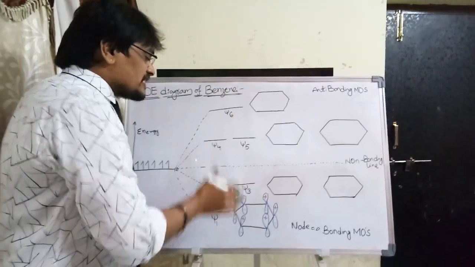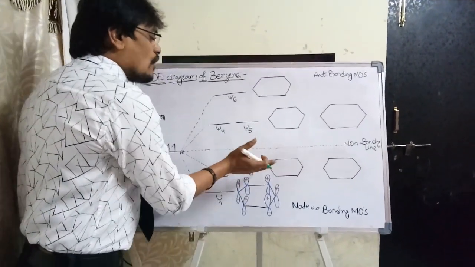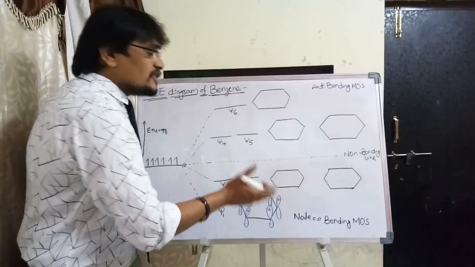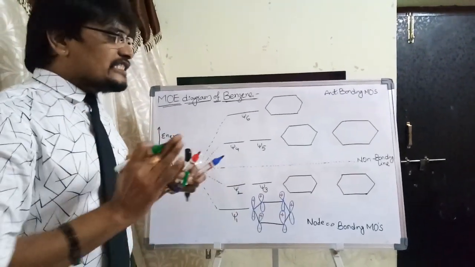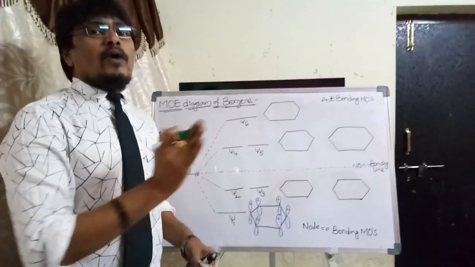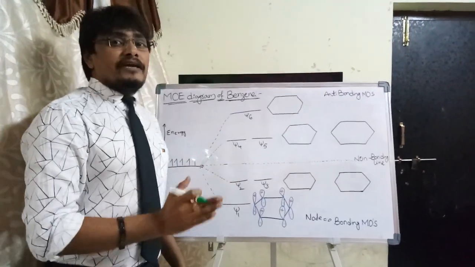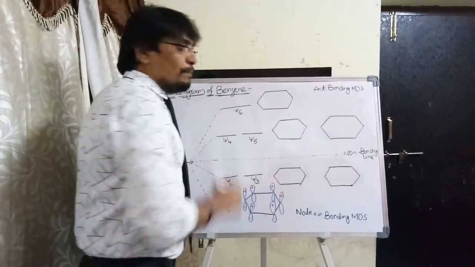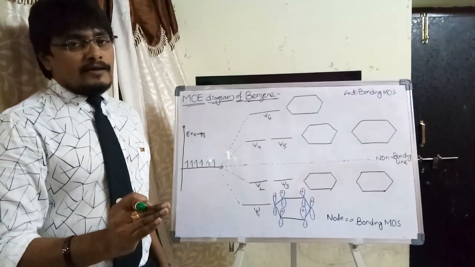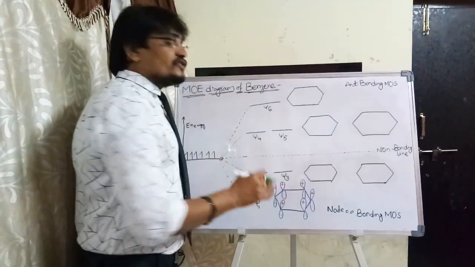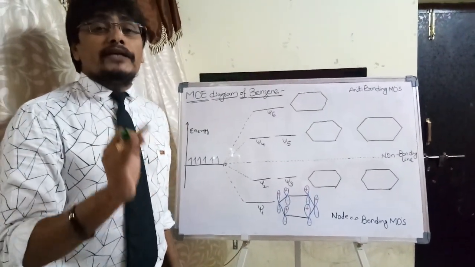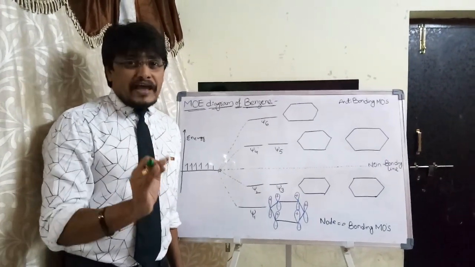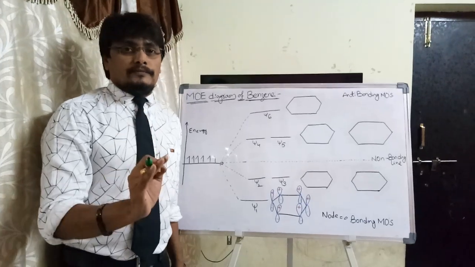So the overlapping is maximum. All the lobes at the top phase stay in the top phase, and all the lobes at the bottom phase stay in the bottom phase. The greater the overlapping, the greater the stability. That is the reason the psi1 molecular orbital is associated with the maximum stability. One other reason psi1 is more stable is that it is a bonding molecular orbital, and I have already discussed that a bonding molecular orbital is more stable than an anti-bonding molecular orbital.